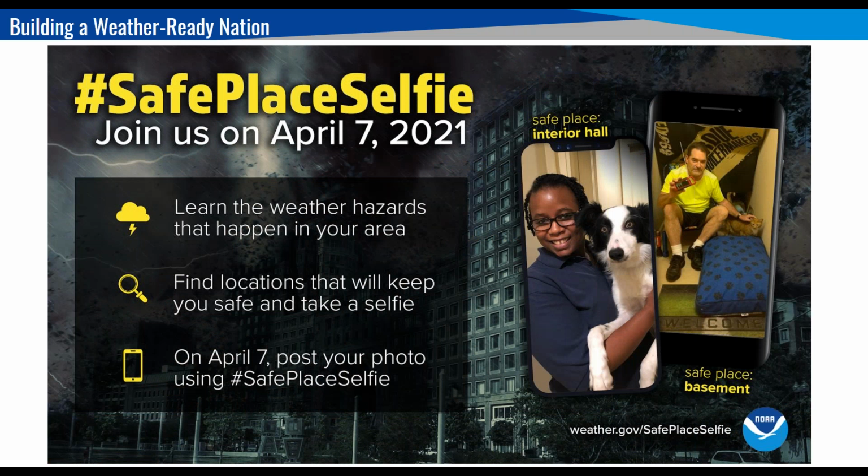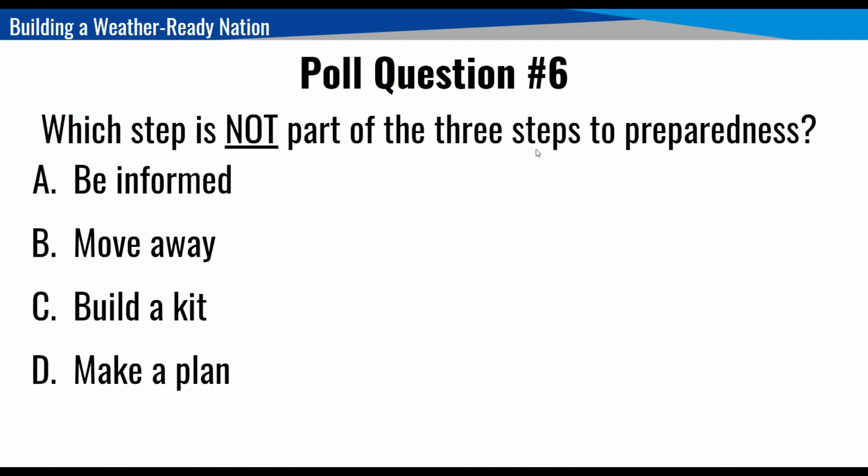So we want you to make sure to take part and let us know what your safe place is. The National Weather Service will be running this campaign on April 7th this year. Using your social media accounts such as Facebook or Twitter, use the hashtag SafePlaceSelfie to let us know where your safe place is and share how you can be more prepared and resilient towards hazards across the region.